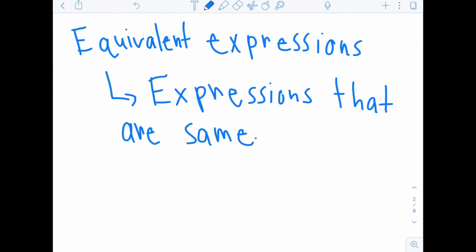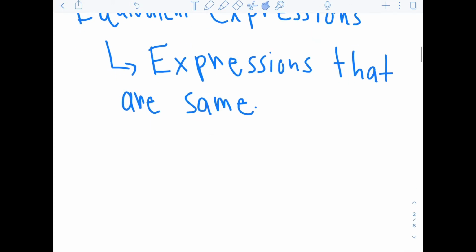So today we're going to talk about the different properties of numbers that you've been using throughout your whole life. Before we get into that, we have to talk about equivalent expressions. Equivalent expressions are expressions that are the same. It's literally in the word, equivalent expressions. They're expressions that are equivalent because they represent the same number, although they might not look like they do, they really do.